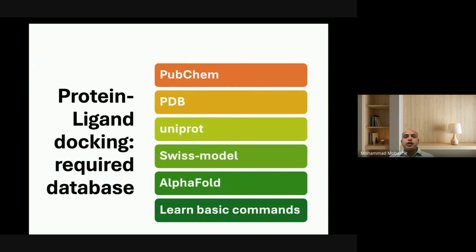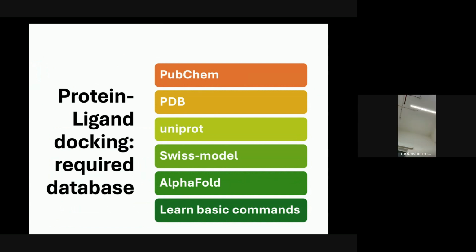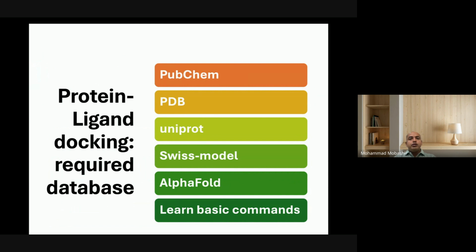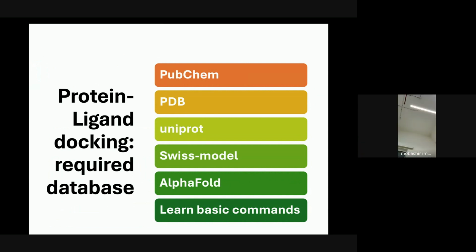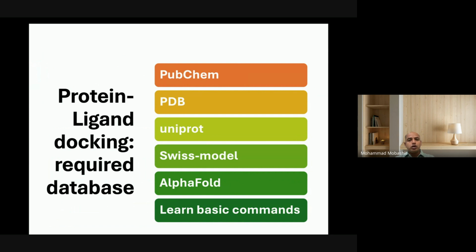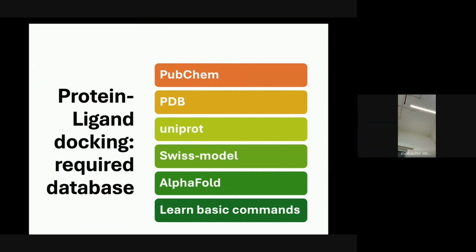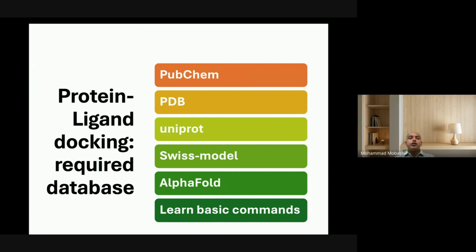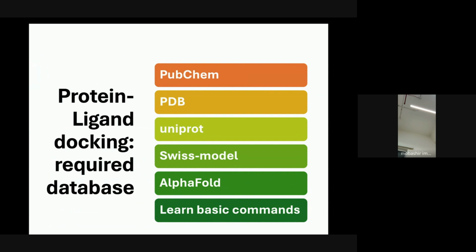In general, for developing the software or to perform docking, you need to be familiar with the basic databases and software. For example, PubChem is the database for small molecules or ligands or drugs. PDB is the Protein Data Bank, so the structures of known proteins can be collected from this data bank. If the structure is not known, then collect the primary sequence from uniprot.org and go for structure prediction by using Swiss-Model or AlphaFold or some other software. And also it is important to learn some basic commands.